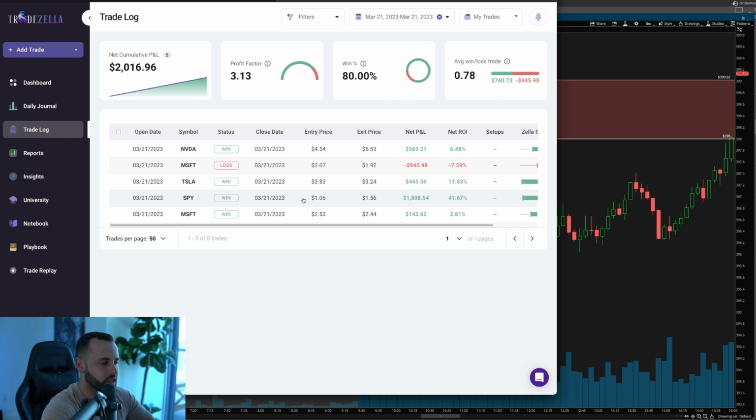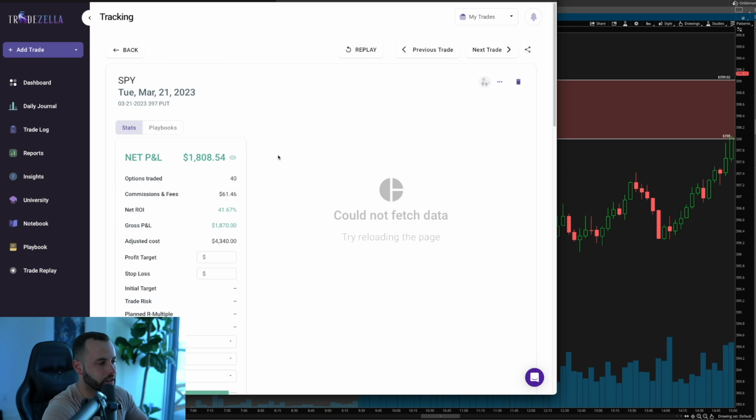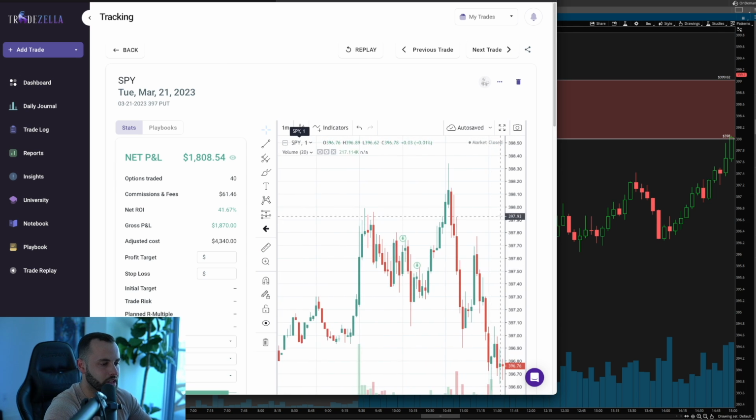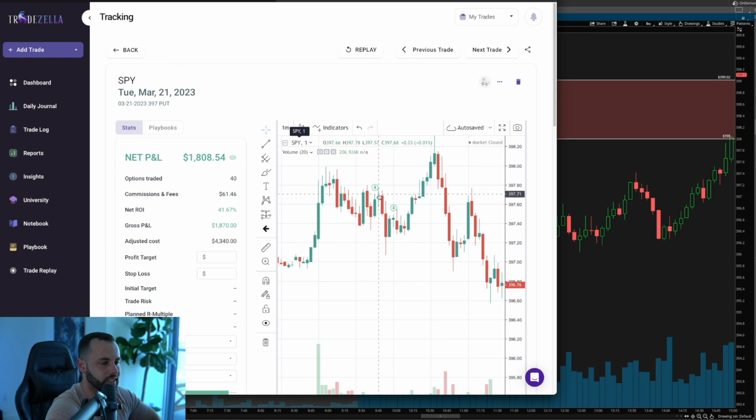Here was my first major trade of the day, making $1,800, about a 41% return on these SPY puts. So if we get into it and we look at where I started to enter this trade, you guys can see, I'll zoom out and we can look at the chart. You can see that on that first 398 area rejection, I started to enter those puts.